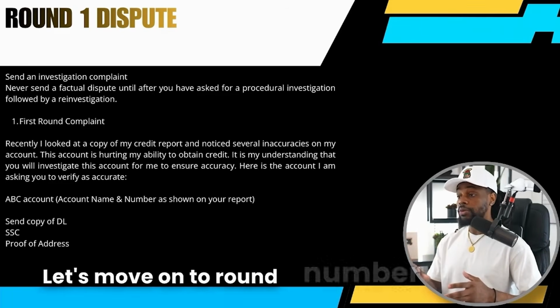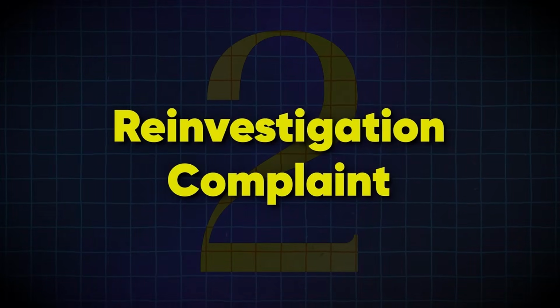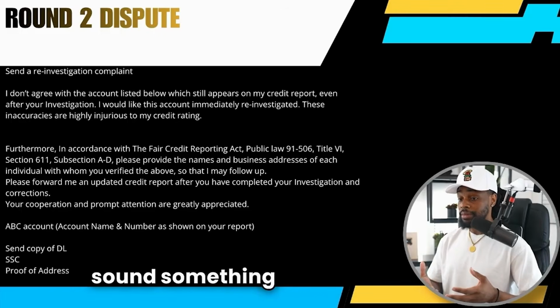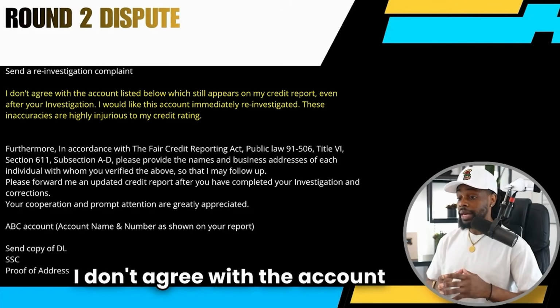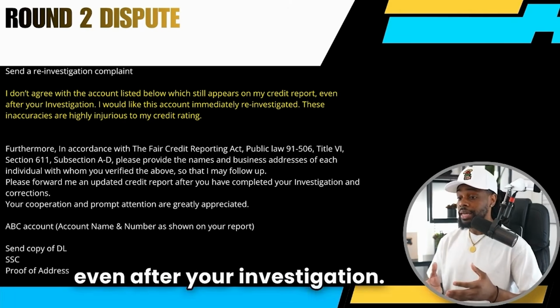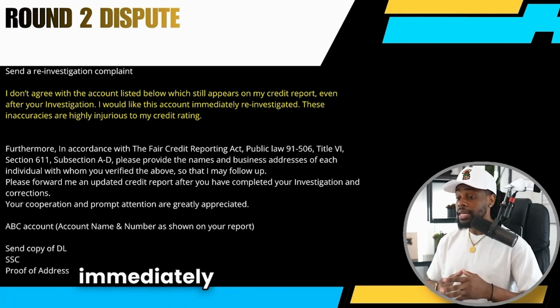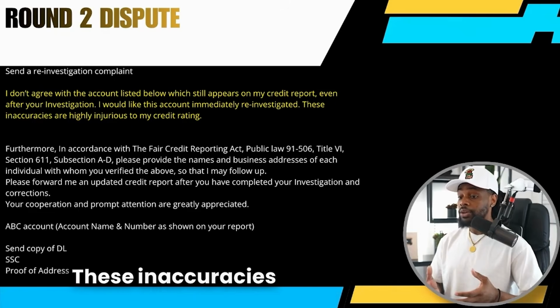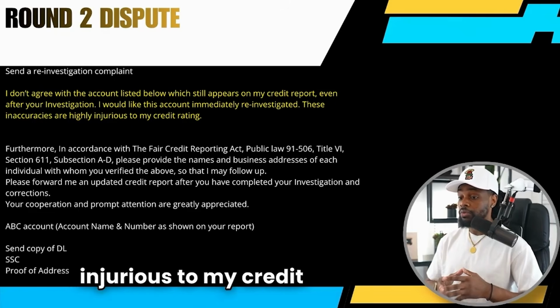Let's move on to round number 2. Round number 2 is for you to send a reinvestigation complaint. So round number 2 should sound something like this. I don't agree with the account listed below, which still appears on my credit report. Even after your investigation, I would like this account immediately reinvestigated. These inaccuracies are highly injurious to my credit rating.